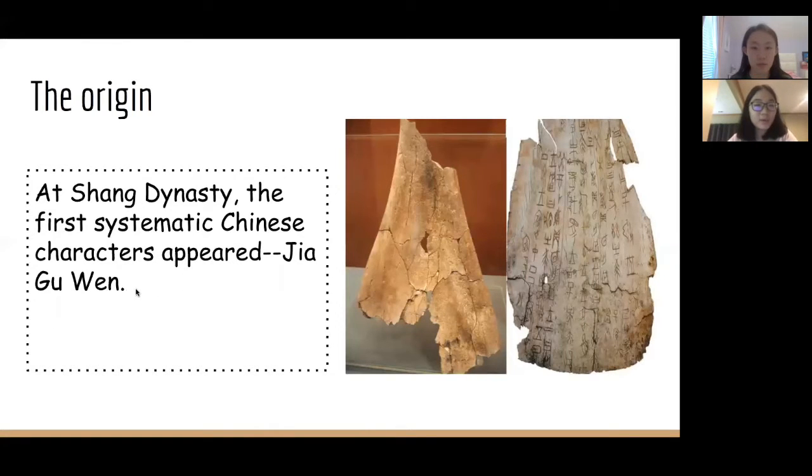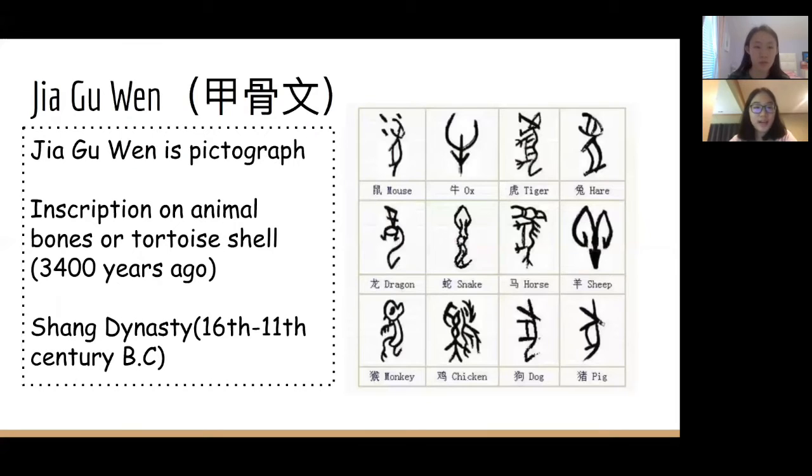And then people started to carve things on walls or on animals' shells. In the Shang Dynasty, the king always asked the sorcerer to perform divination, because he wanted the sorcerer to help him make big decisions. Over time, the first systematic Chinese character appeared, called Jiagu Wen. Jiagu Wen is the inscriptions on animals' bones or turtles' shells, and it appeared 3,400 years ago. And Jiagu Wen is pictographic.